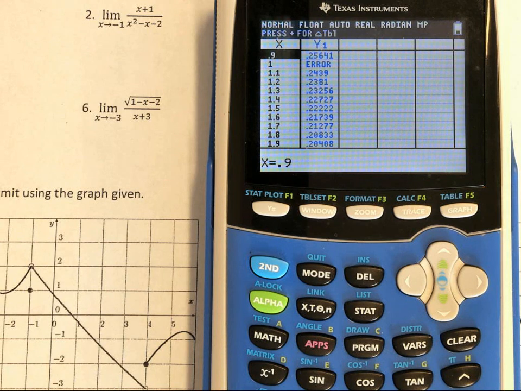That's a good, reasonable answer, isn't it? Because you got 2.4 here, 2.26. That's getting very close to 0.25. Does everybody understand that? Yes, y'all don't get confused about that.